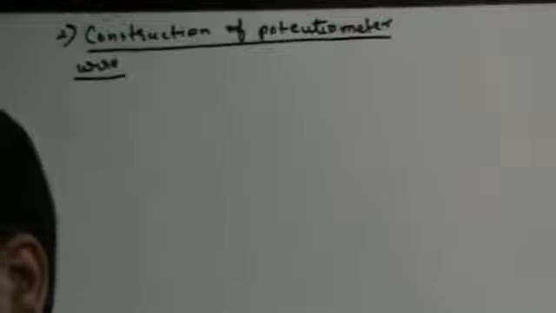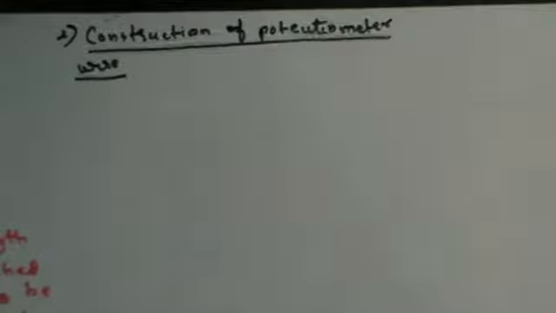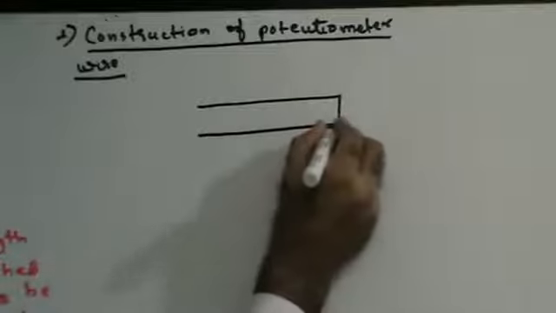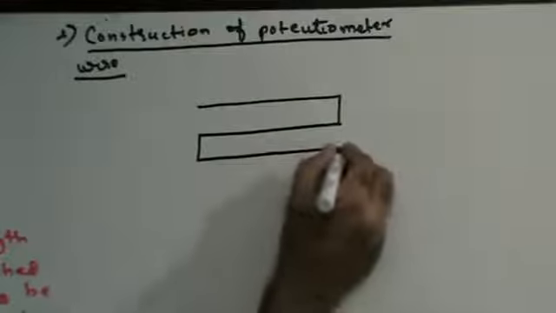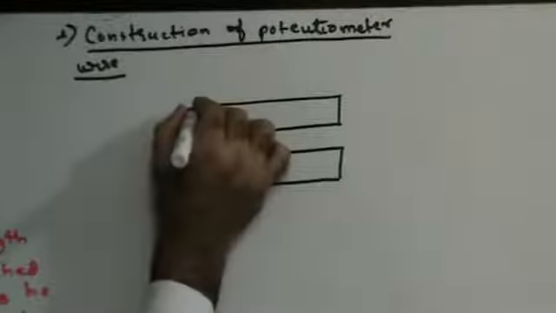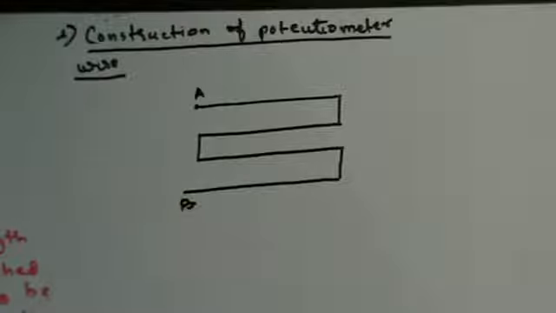Now the potentiometer wire is a long wire of several meters, and it is stretched on a wooden board. I'll draw this and show it to you. That's my potentiometer wire which has been stretched on a wooden board. This is my wire AB, and you have a battery of sufficiently large EMF which is connected between the two ends.